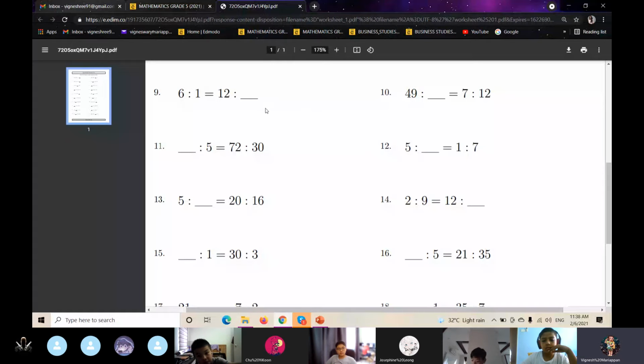Okay, while waiting for Ashriel, Chia Yang-yi, what is your answer for question number 10? 84. Very good. How did you do it? I took 49 divided by 7, I get 7, and then 12 times 7, I get 84.